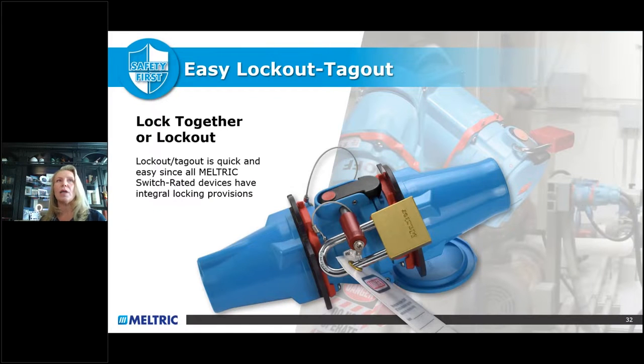So the lockout tagout is drastically simplified with MELTRIC devices, and we can follow the NFPA 70E standard without worrying about human error.